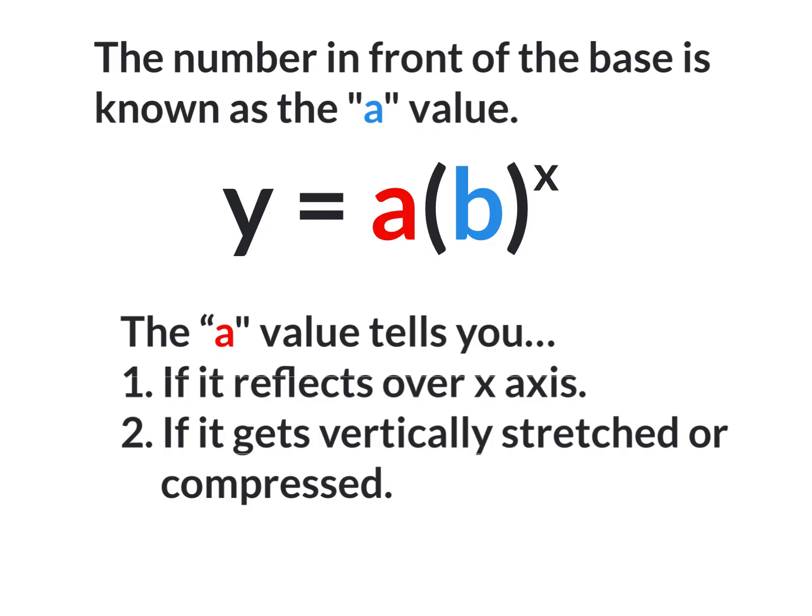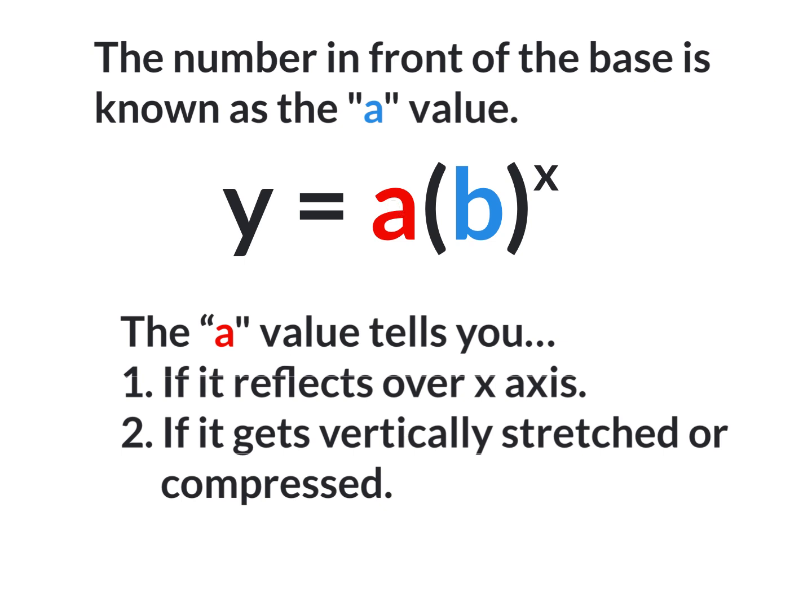In a nutshell, in summary, the a value tells you if it reflects over the x-axis. So if you have a negative sign, you're going to say it reflects over the x-axis. It's going to open down instead of up. And also if it gets vertically stretched or compressed: the closer it is to 0, the more compressed it is. A fraction or decimal that's less than 1, that's a compression.